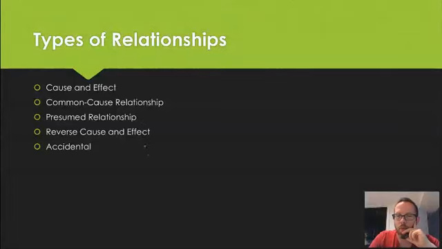And accidental, where it just might happen that you might be looking at your two variables and how they're related. Maybe because you have a small sample size, you actually find that two variables are correlated when actually there's really no relationship at all. And so that's called accidental.